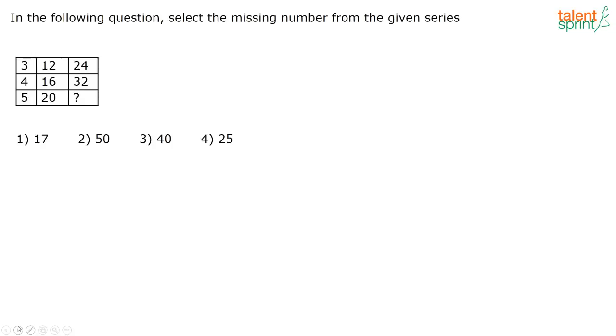So again, next question. A lot of you are giving me the answer. Okay, so again, fairly easy question. See, 3, 4, 5, 12, 16, 20, 24, 32, question mark. So from 3 and 4, how do we get 5? See, root of 3 squared plus 4 squared, correct? That is equal to 5. That is root of 25 or 5.